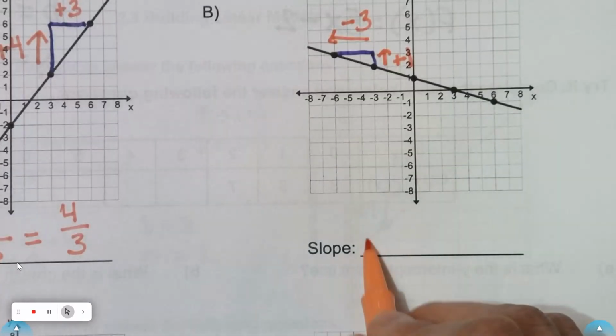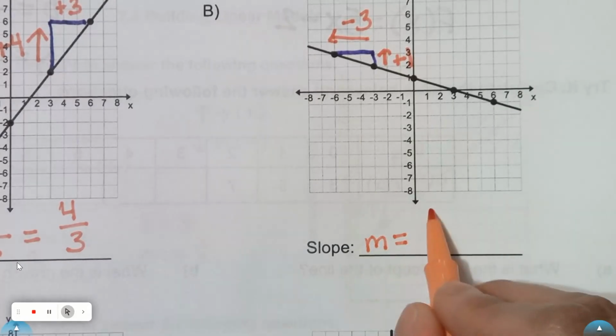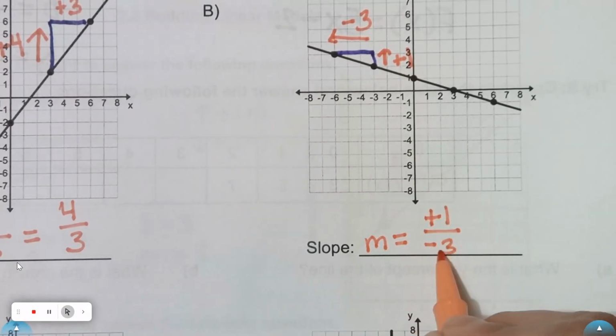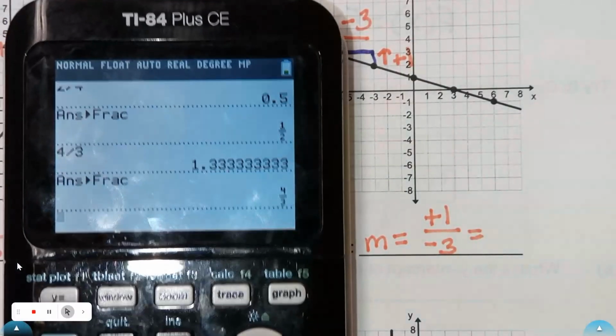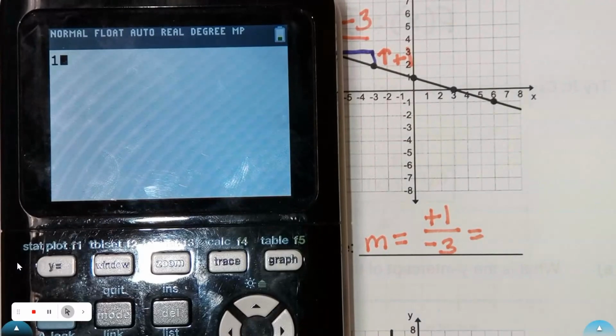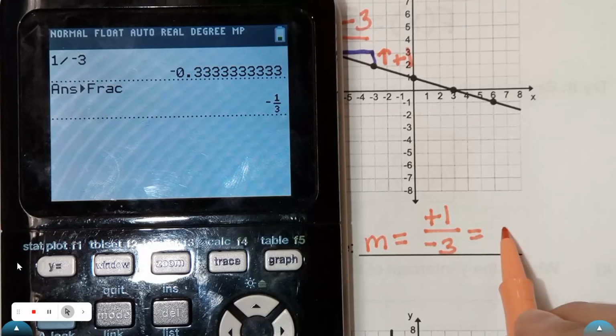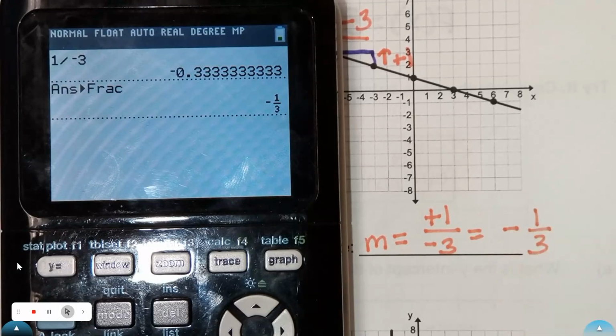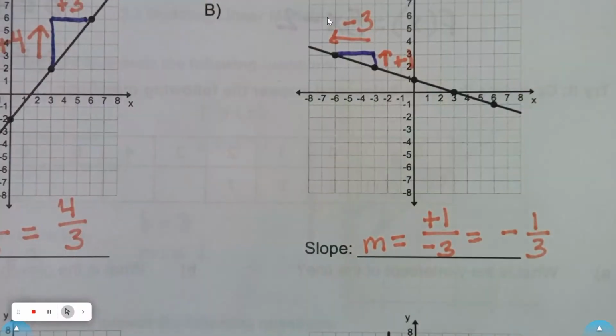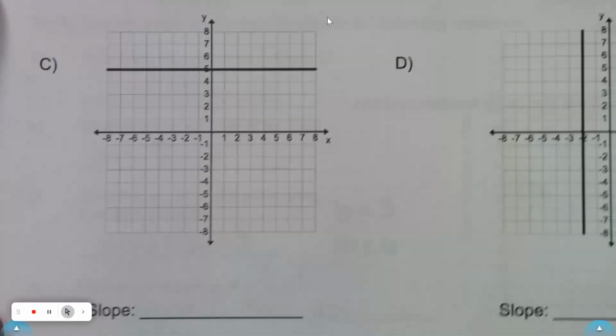So then when I write my slope, it's my y over my x, so plus 1 over negative 3. If I put that in my calculator, so 1 divided by negative 3, math, enter, enter, it stays the same thing, so negative 1/3. I always like to check though, because you never know, so I would get into that habit of checking. Okay, perfect.